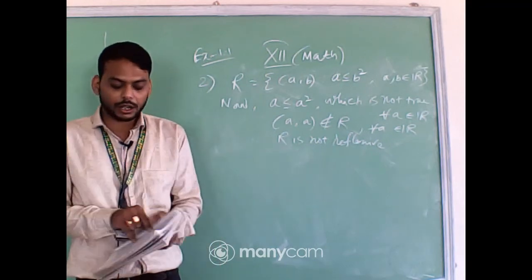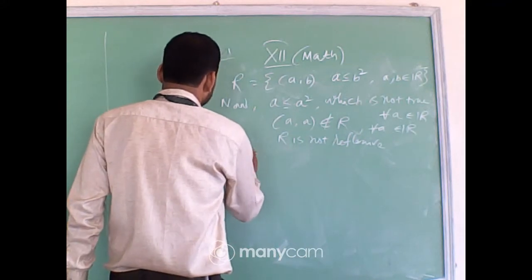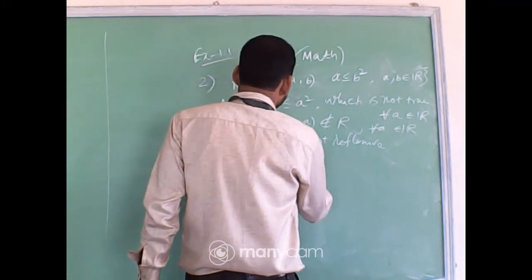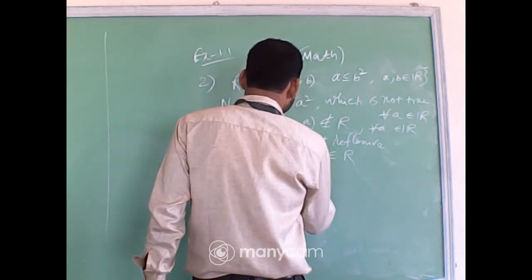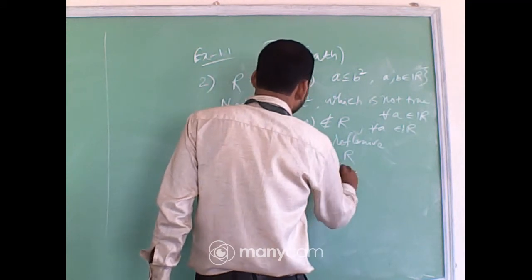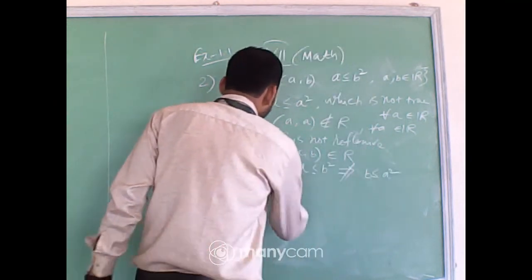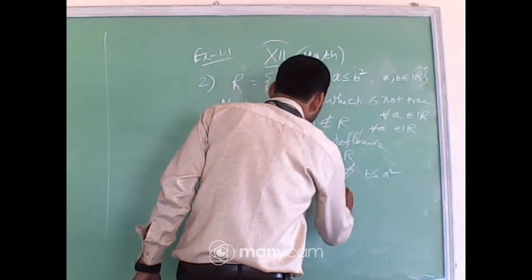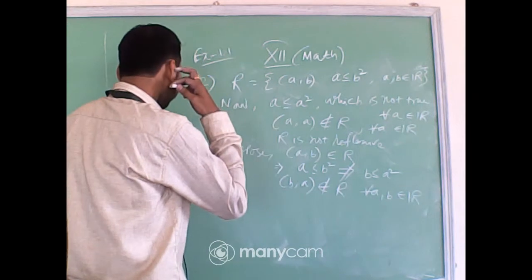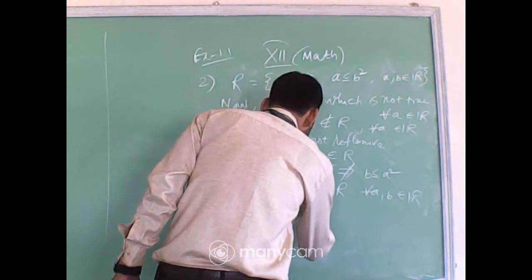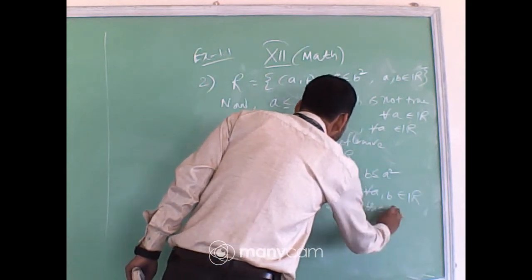Okay, very good. Now we will check the symmetric property. Suppose (a, b) belongs to R, which implies a ≤ b², but which does not imply b ≤ a². So (b, a) does not belong to R, for all a belonging to the set of all real numbers. Therefore, R is not symmetric. Is it clear?